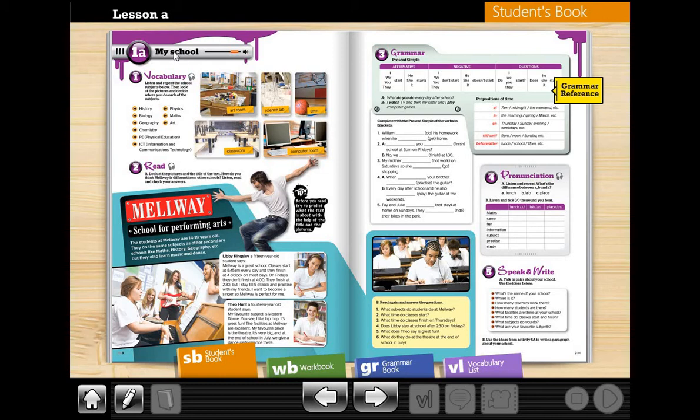Before we start, can you guess what is the name of the school that we're going to talk about? You can look here and you'll find out. Very good. Melway. Perfect. Before we start our lesson today, please bring your highlighter because we're going to highlight the important words. Number one, vocabulary.